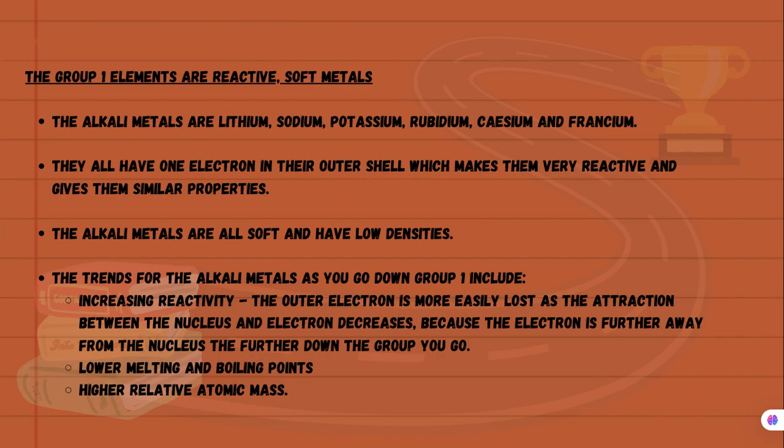The trends for the alkali metals as you go down group 1 include increasing reactivity. The outer electron is more easily lost as the attraction between the nucleus and electron decreases, because the electron is further away from the nucleus the further down the group you go. Low melting points and boiling points. A higher relative atomic mass.